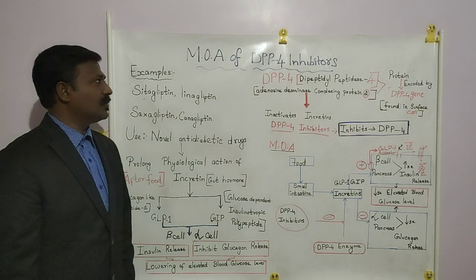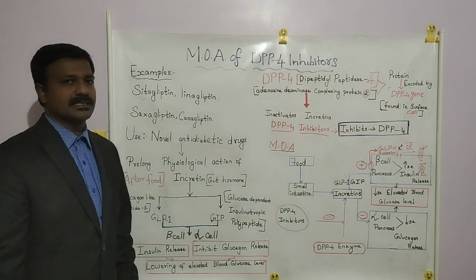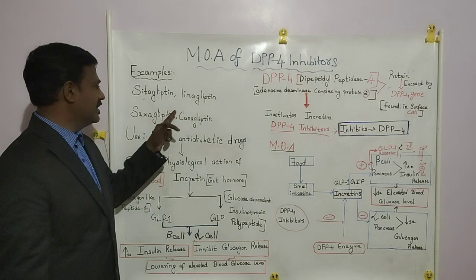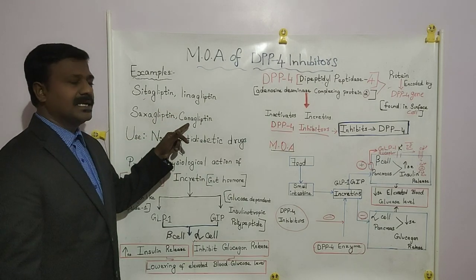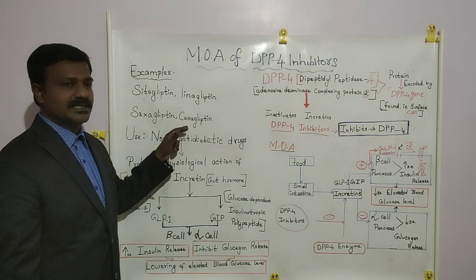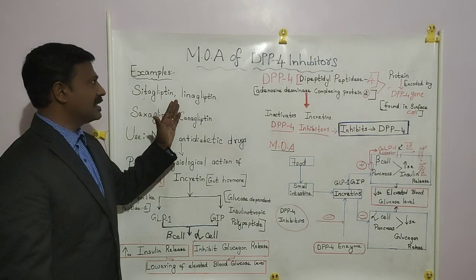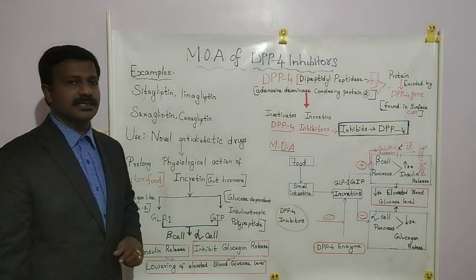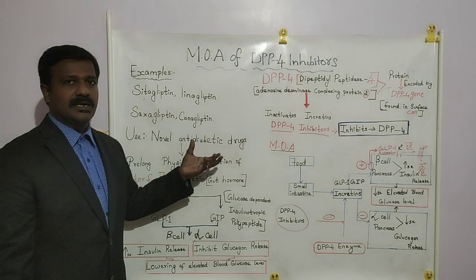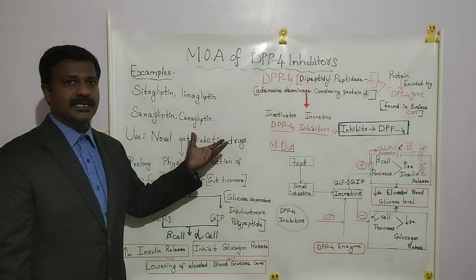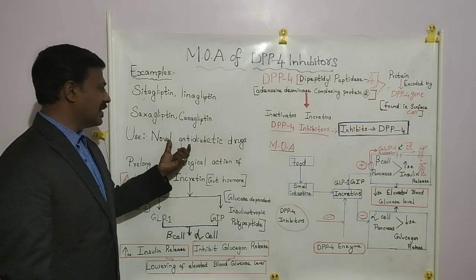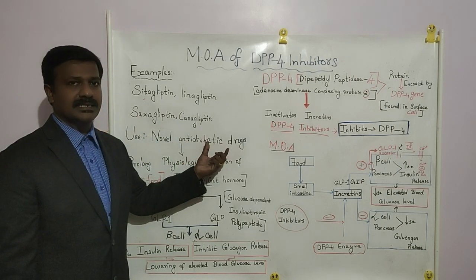First of all, what are DPP4 inhibitors? They are sitagliptin, linagliptin, saxagliptin, and canagliptin. Generally, they are called gliptins. For what purpose are these DPP4 inhibitors used? DPP4 inhibitors are used to control diabetes mellitus. So these kinds of drugs are called novel anti-diabetic drugs.